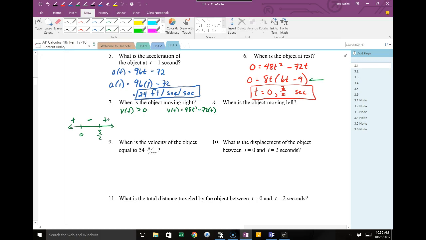Between 0 and 3/2, it was moving to the left. Do you see where I'm getting this, the negative? And then when time was bigger than 1.5, it was moving back to the right, in seconds. So when was the object moving to the right? When t is greater than 3/2, and when t is less than 0.